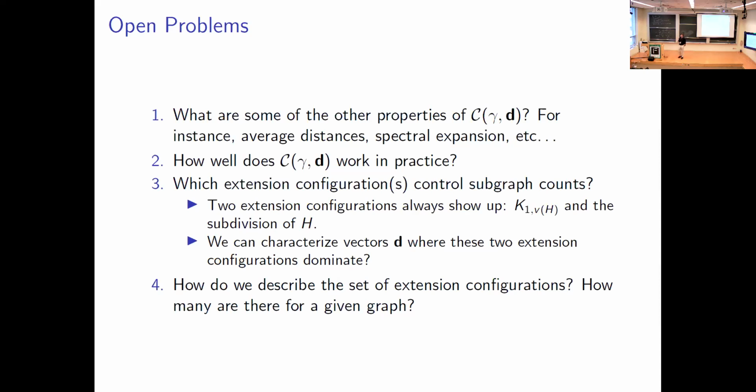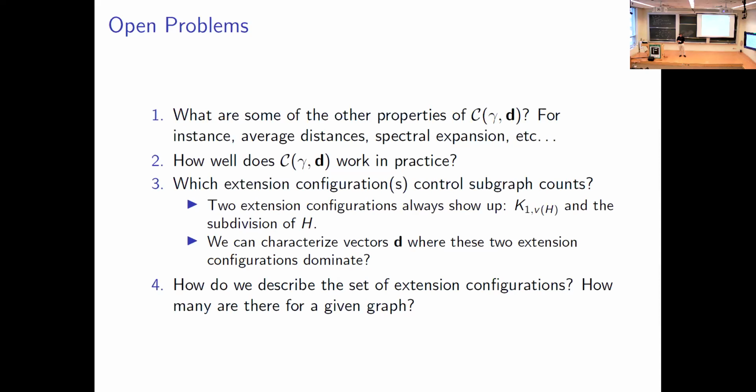I think a pretty reasonable question here is characterizing which vectors give these two extension configurations as the dominant extension configuration. I think this is a reasonable question to answer. A much harder question: given a vector and a graph, which extension configuration actually controls the subgraph count? That one, frankly, I think there's a lot of very tricky math involved in solving.